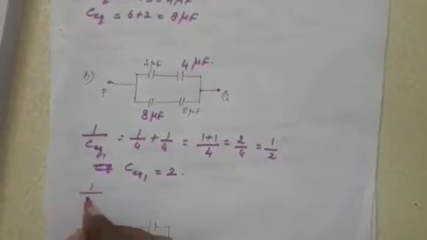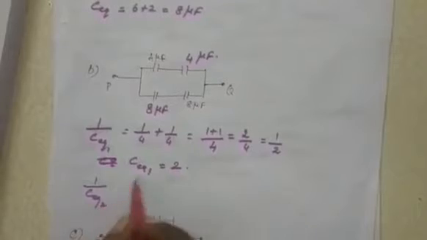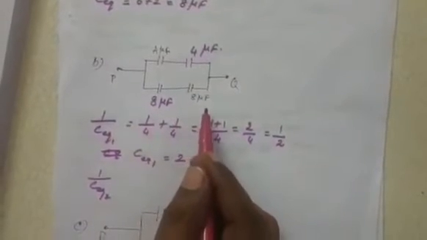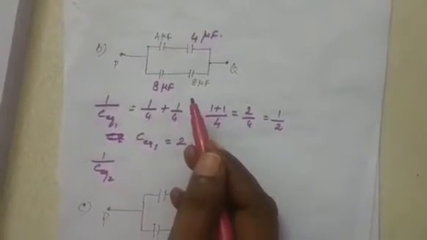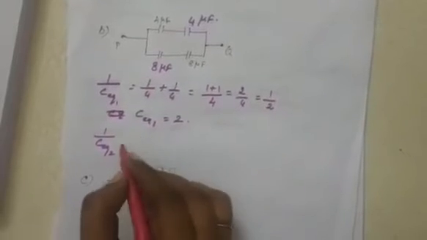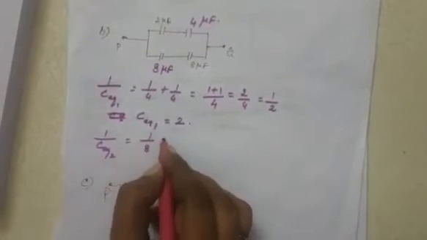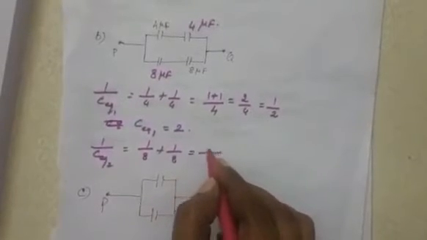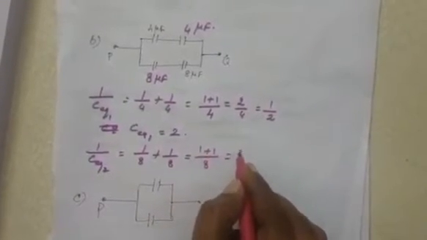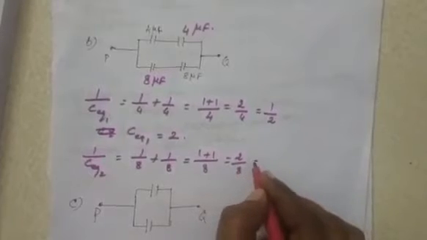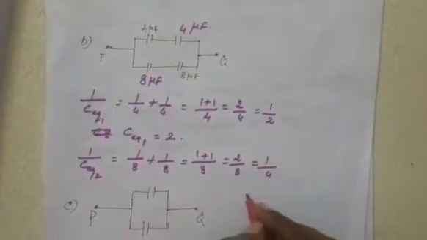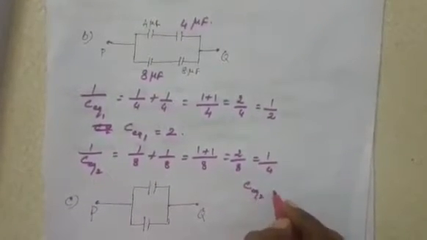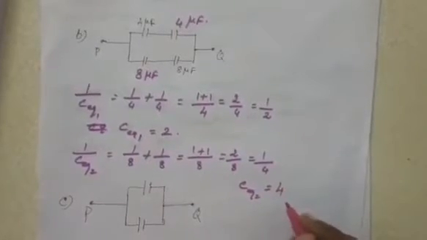Then next, C equivalent 2: this 8 microfarad and this 8 microfarad are connected in series. 1 by 8 plus 1 by 8, taking 8 common, 1 plus 1 is 2 by 8, which is equal to 1 by 4. So C equivalent 2, taking the reciprocal, we are getting 4.